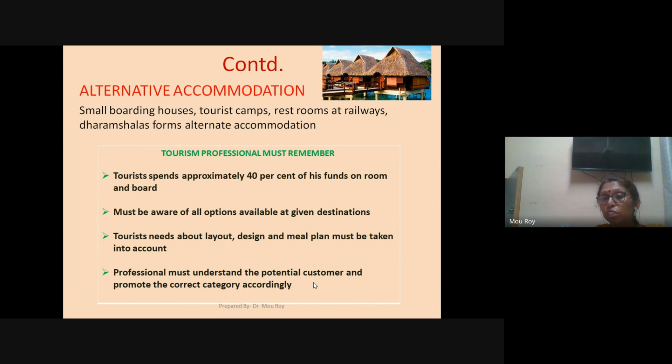So a tourism professional must always remember that tourists spend approximately 40% of their funds on room and board. They must also be aware of all the options available at given destinations. Therefore, they need to know about layout, design, and the different types of meal plans. These must also be taken into account. Usually, most hotel rooms are based on the continental plan, that is, room with continental breakfast. But for package tours, you have the modified American plan or American plan.